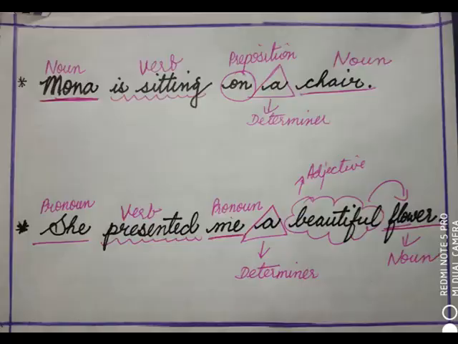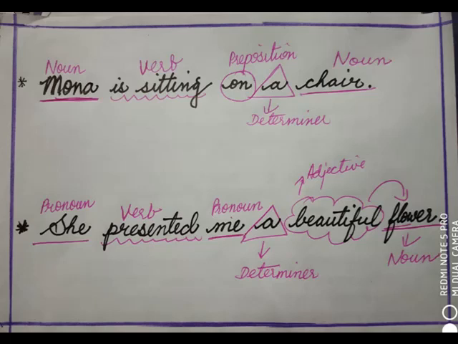You can see on your screen a couple of examples. As the first example says, Mona is sitting on a chair. The word Mona is noun, is sitting is verb, on is preposition, a is determiner, and chair is noun. Chair is a common noun whereas Mona is a proper noun.